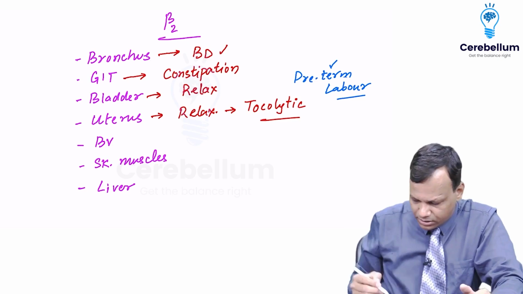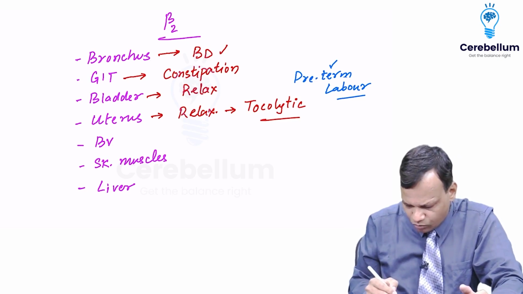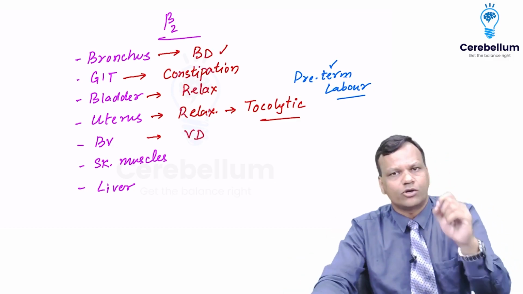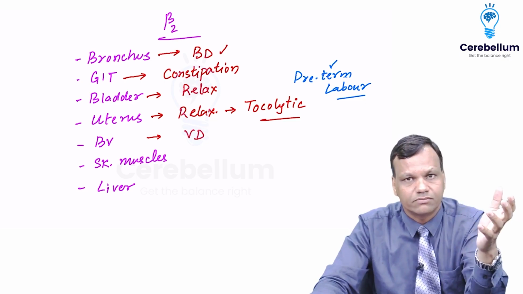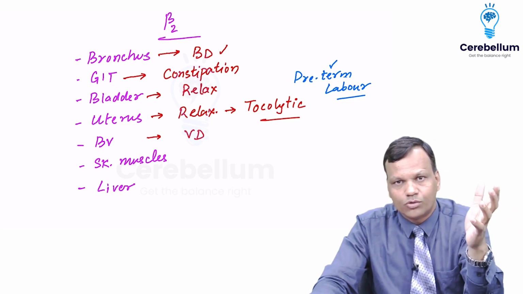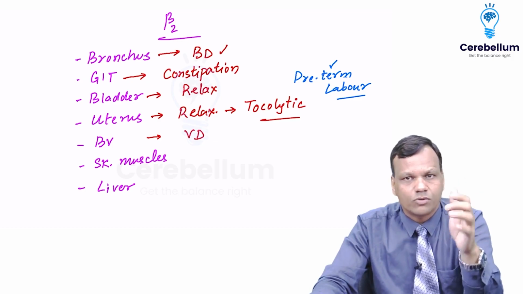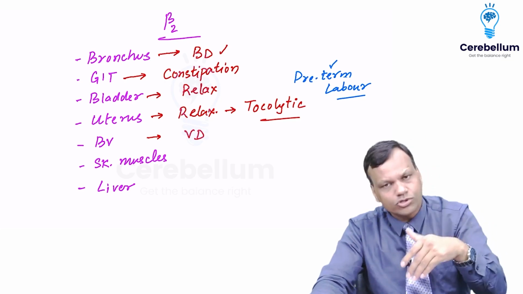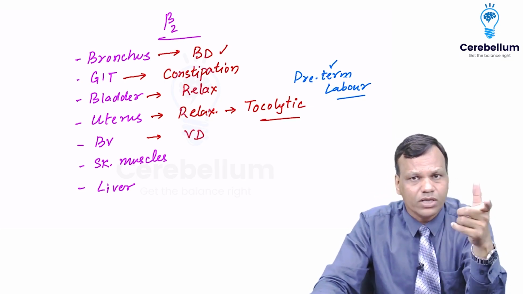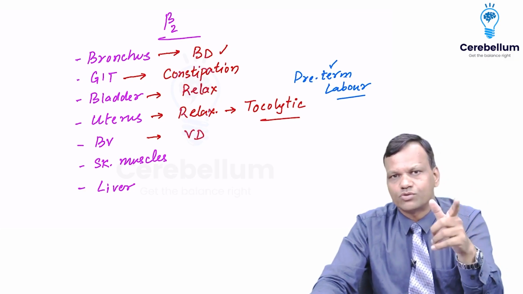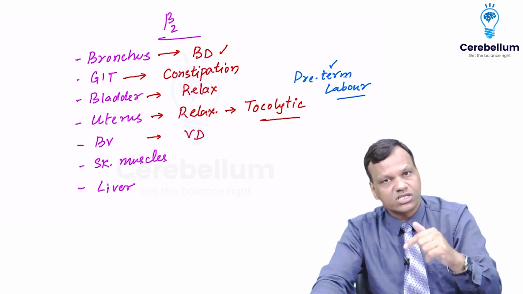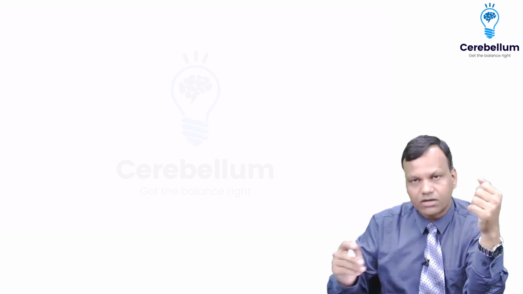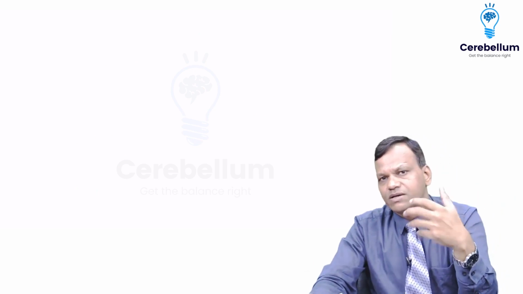Okay. Then in the blood vessel also, beta 2 will relax. Relaxation of blood vessel means vasodilation. So beta 2 will cause vasodilation. But hold on here. Do you remember alpha 1 was also present on blood vessels? Remember, alpha 1 was also on blood vessel. Now beta 2 is also on blood vessel. And what was alpha 1 doing? Alpha 1 was causing vasoconstriction, but beta 2 is causing vasodilation.